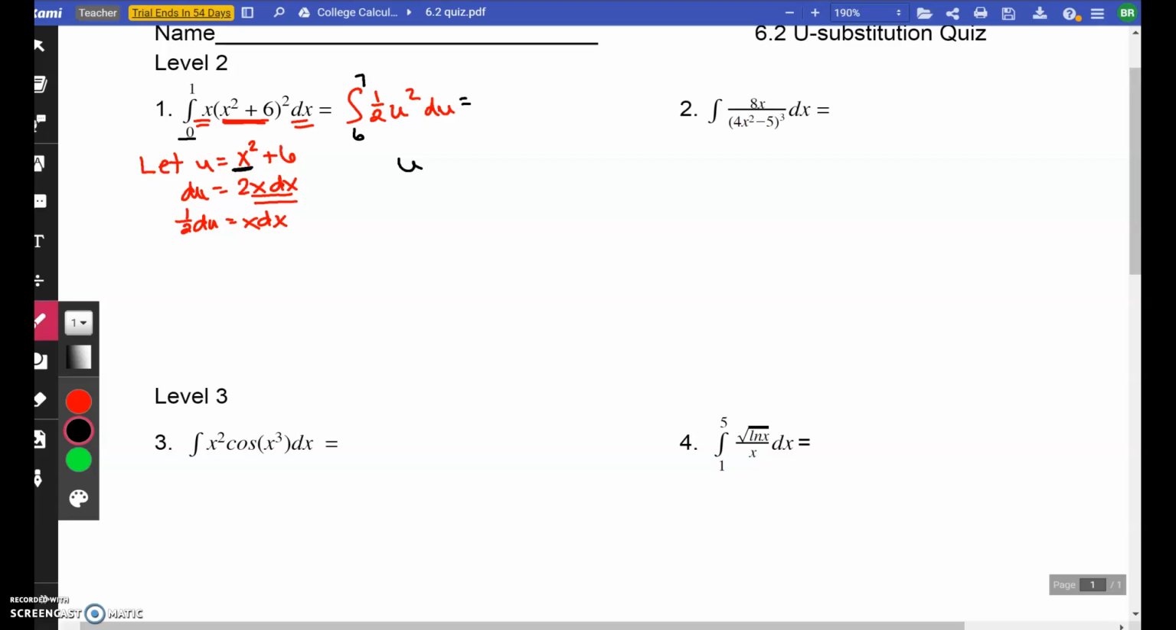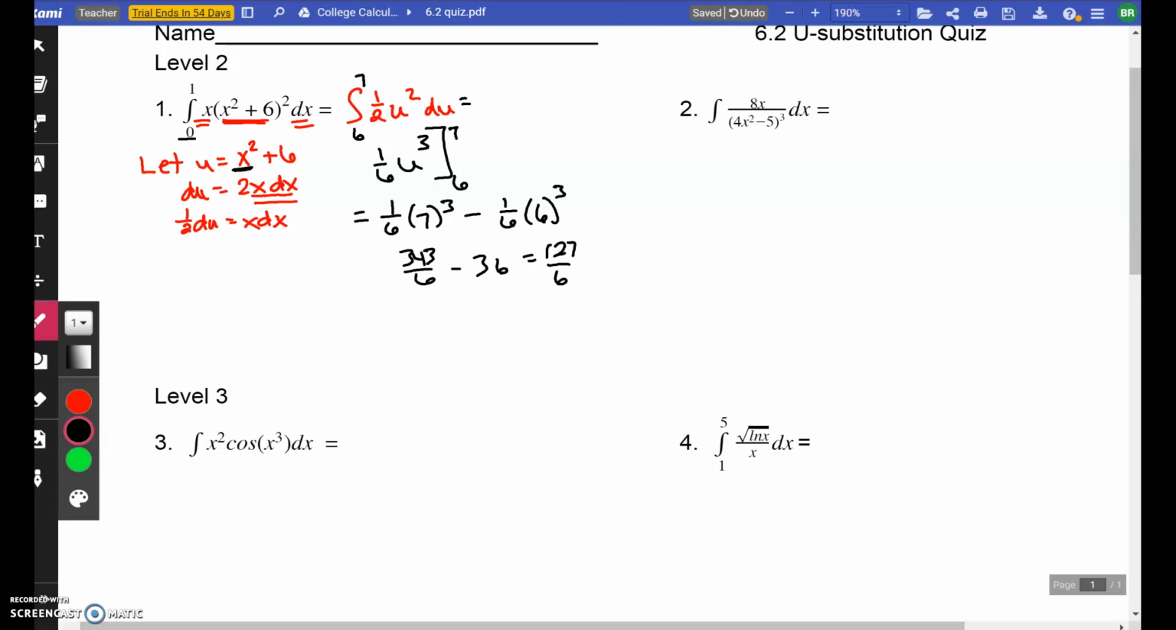I take the antiderivative by adding 1, multiplying by the reciprocal, so I have 1/2 times 1/3 of u cubed, going from 6 to 7. We've got to be careful on our notation here. Plug in 7. Plug in 6. And subtract. 7 cubed is 343 over 6. 6 cubed times 1/6 is 36. So we get, I believe, 127 over 6.